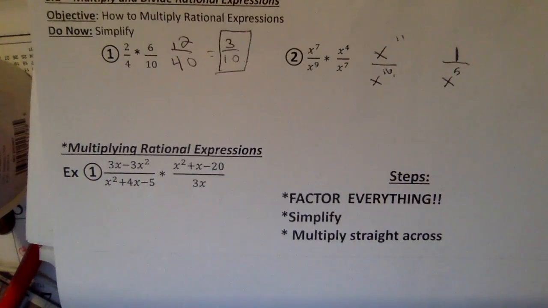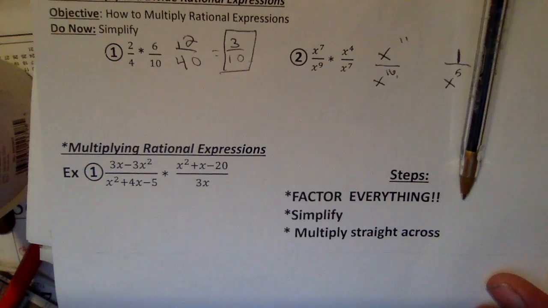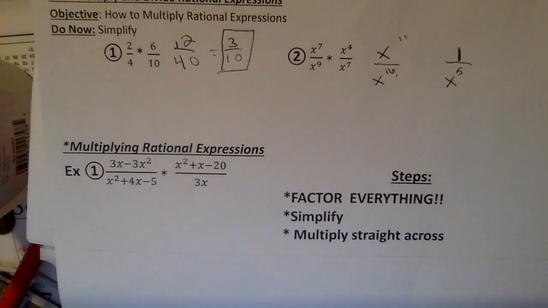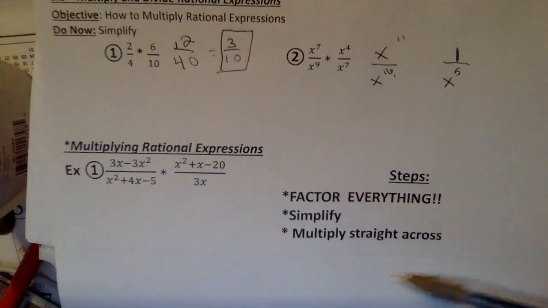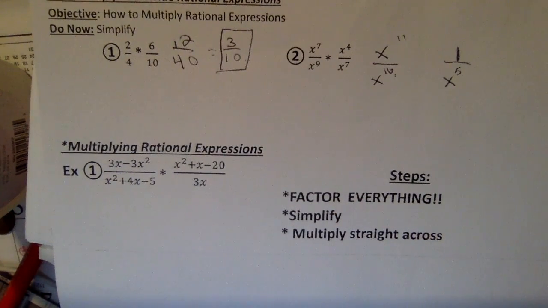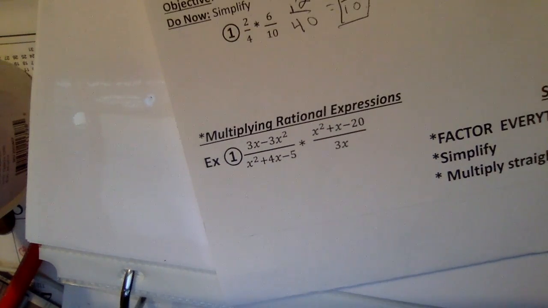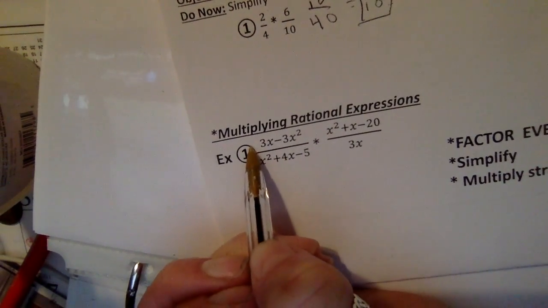So over here, our steps for these are going to be: first factor everything, then simplify and multiply straight across. So it almost goes a little bit backwards in the directions. So factor, simplify like we just did in the last section, and then the multiplying is at the end. All right, so the first one that we start off with is actually a little bit harder. So let's just take our time.